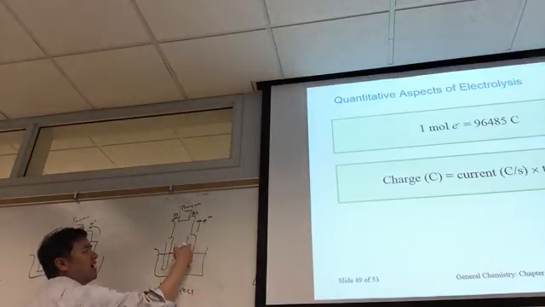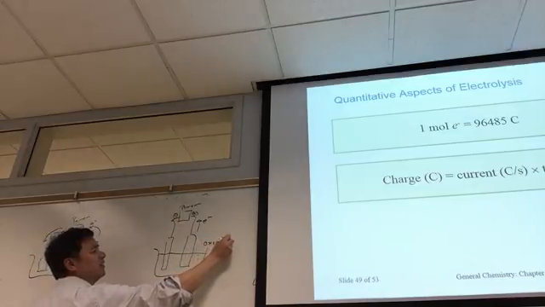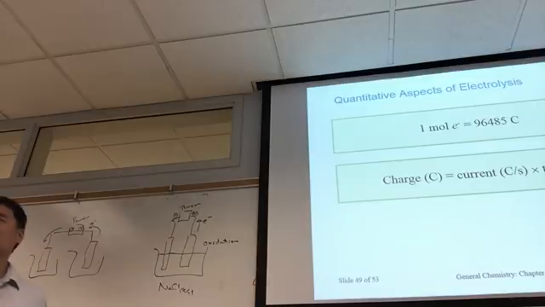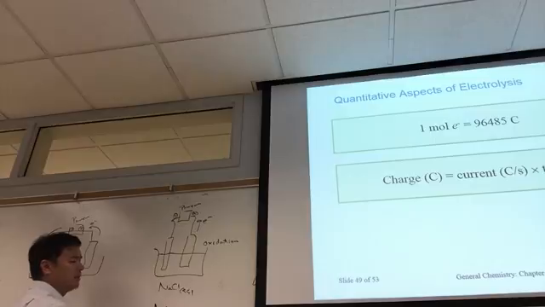And so what's going to happen here? Well, oxidation is going to occur here. What's going to be oxidized? The species with the highest oxidation potential is going to be oxidized. So what we have to do is inventory this. We have sodium ions, we have chloride ions, and we have water. Out of these three species, which one has the highest oxidation potential?